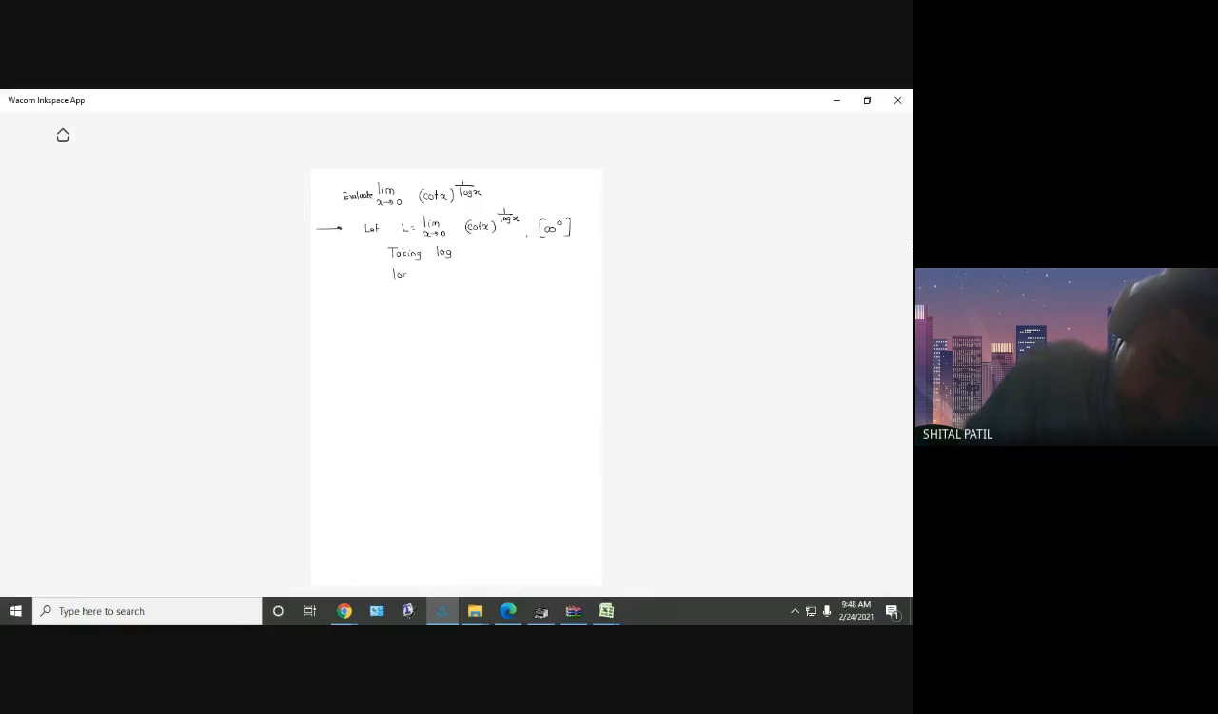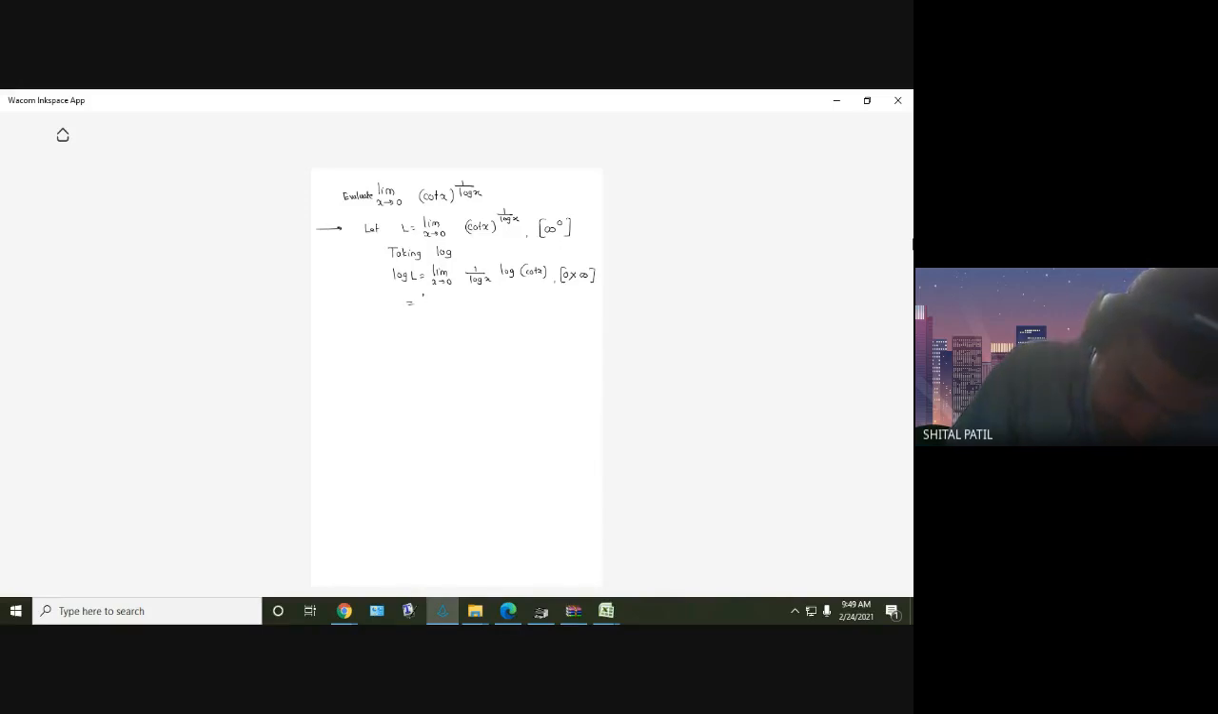on both sides. So log L equal to limit x extends to 0, 1 upon log x into log of cot x. Substitute x equal to 0. First term is 1 upon log x. So 1 upon log 0. So 1 upon infinity, 0. And cot of 0 is infinity. Log of infinity is infinity.